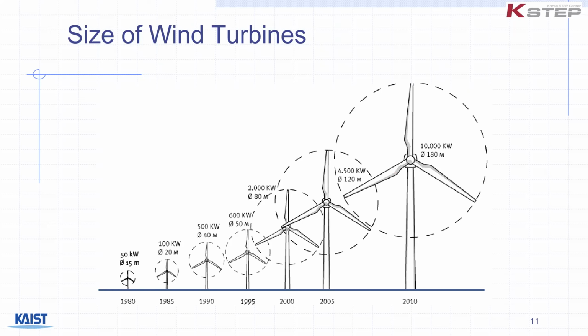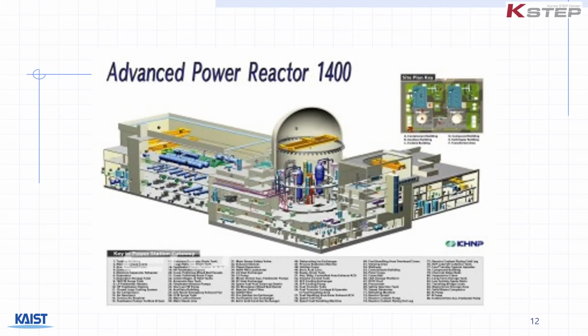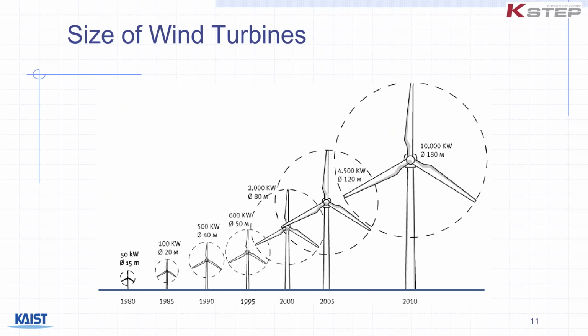Comparing to this one, which is 10 megawatt, how many of them can replace this nuclear power plant? It is 140 of these 10 megawatt wind power systems. So you can say a wind farm. There are a lot of wind generating facilities as a farm. Then you can replace one of these nuclear power plants.